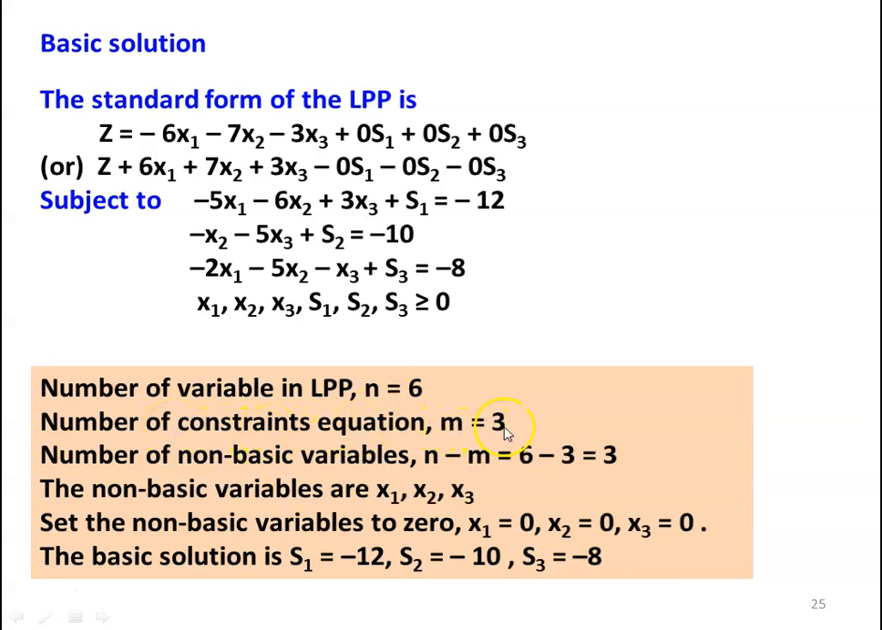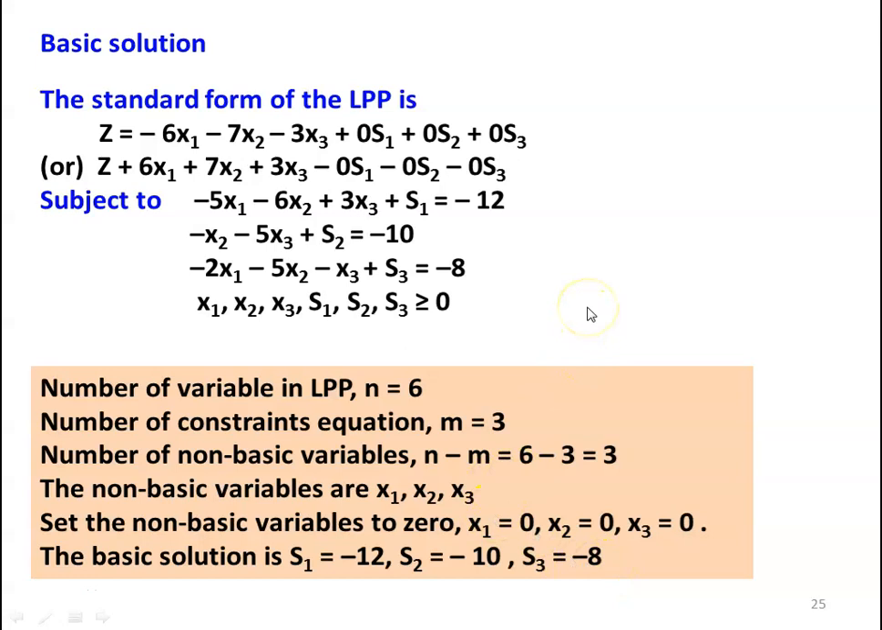And the number of constraint equations is 3. And the number of non-basic variables is n minus m, equal to 6 minus 3, equal to 3. The non-basic variables are x1, x2, x3. So, for the basic solution, set the non-basic variables to 0: x1 equal to 0, x2 equal to 0, x3 equal to 0. The basic solution is s1 equal to minus 12, s2 equal to minus 10, and s3 equal to minus 8.